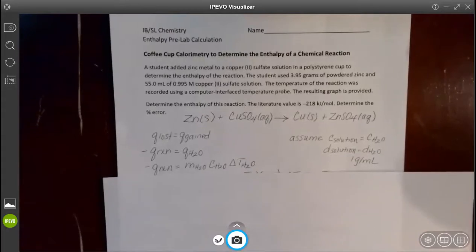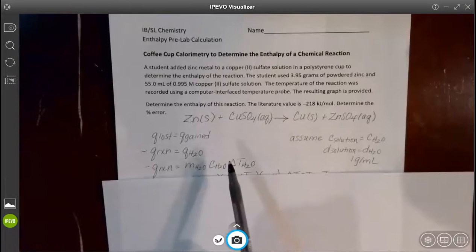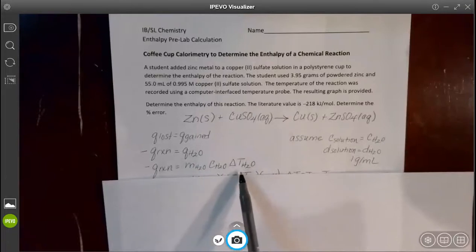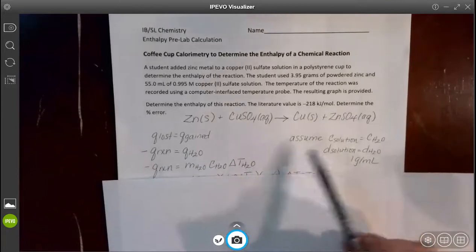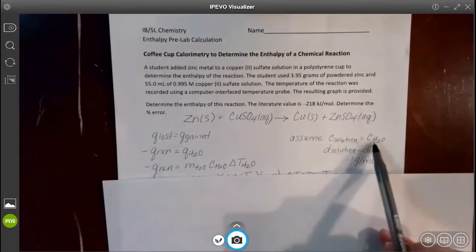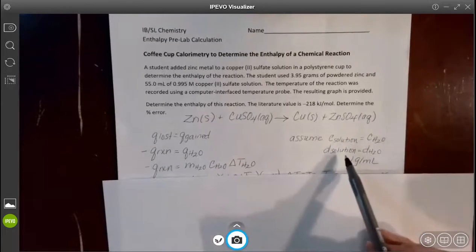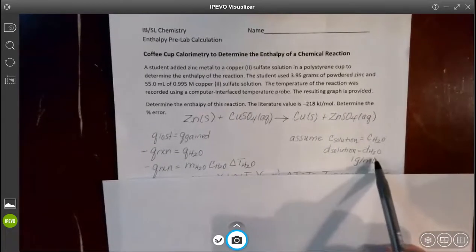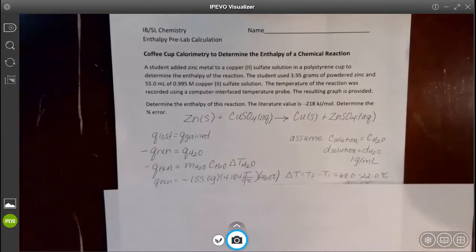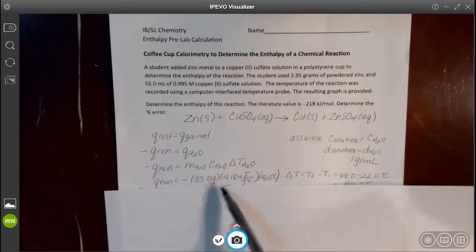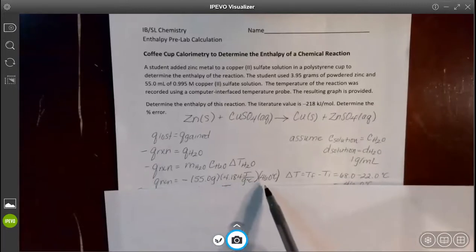Okay, so then moving things around and substituting in for Q of the water, we want to include the mass of the water in the cup, the specific heat, and the change in temperature. Now I have water written here in all these positions, but what we really mean is the solution, the copper 2 sulfate solution. And we are assuming that the specific heat of the solution is the same as the specific heat of water, and that the density of such a solution would be about the same as the density of water. Okay, that allows us to simplify what we plug into this equation. So we have 55 grams, we have our specific heat, and then our temperature change.